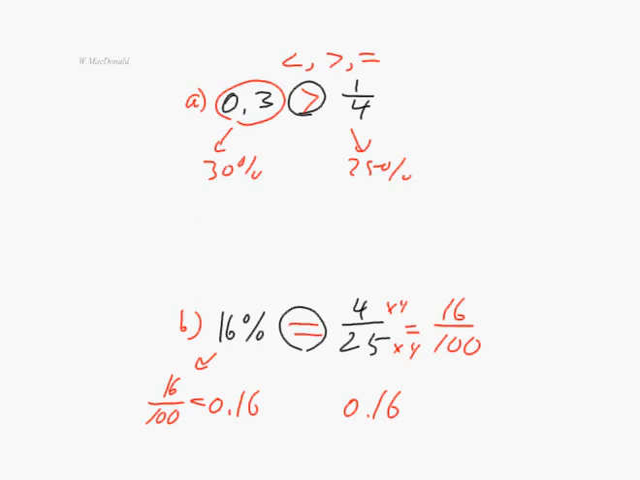Which means if you got 4 to 25 on this test you're going to write tomorrow, A, your mom's going to kill you, and B, you got 16%.